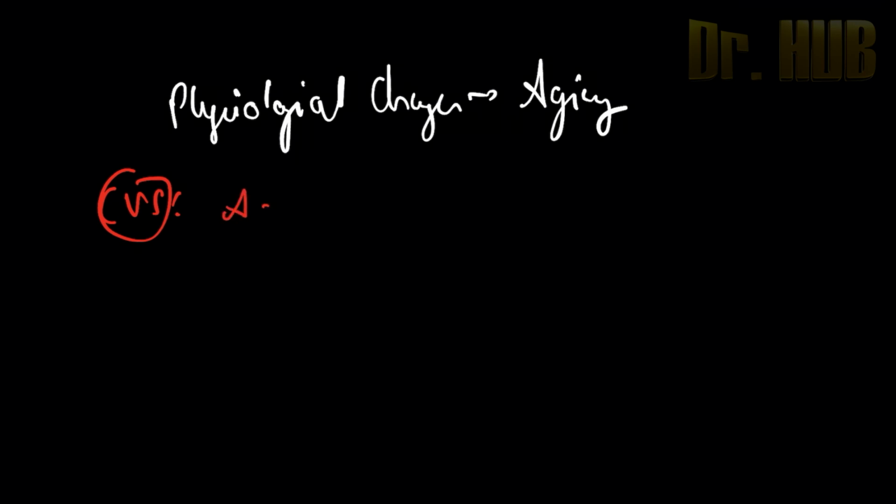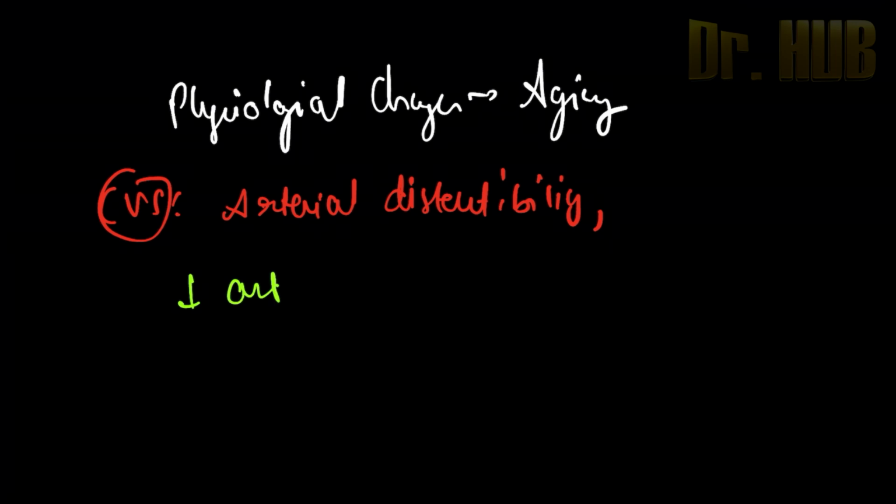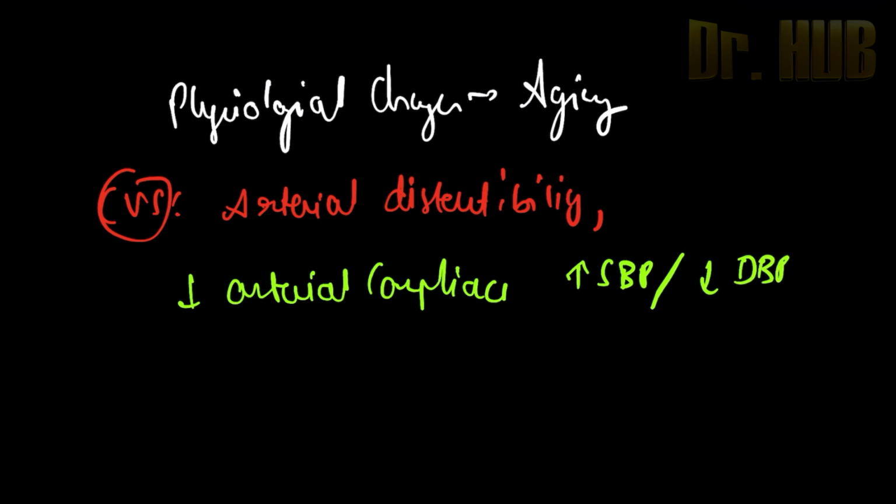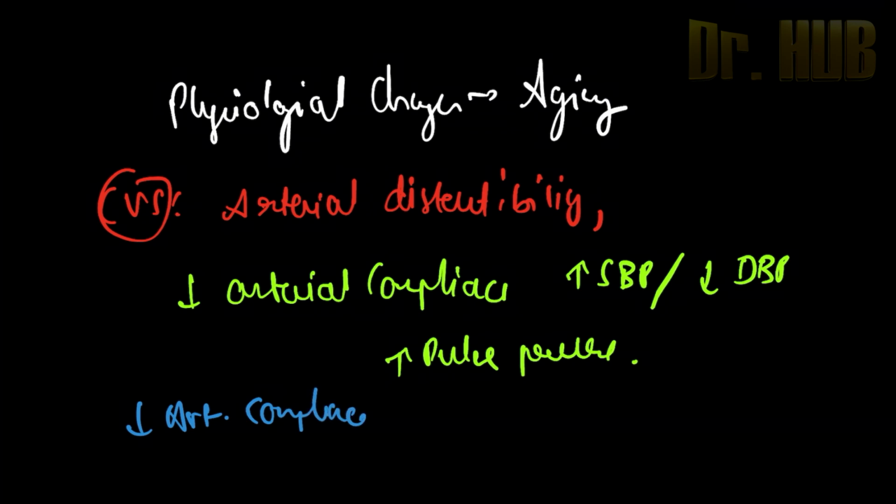So here the arterial distendability will cause a decrease in arterial compliance. Next there will be increase in SBP, there's decrease in DBP, increase in pulse pressure, then there is decrease in arterial compliance, then ultimately there is increase in afterload.